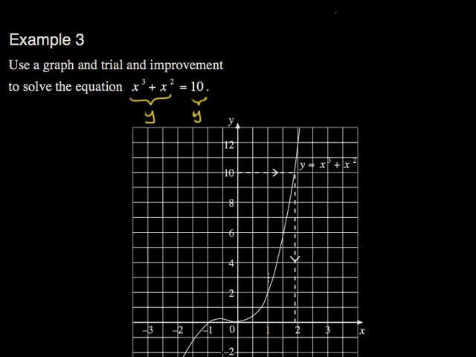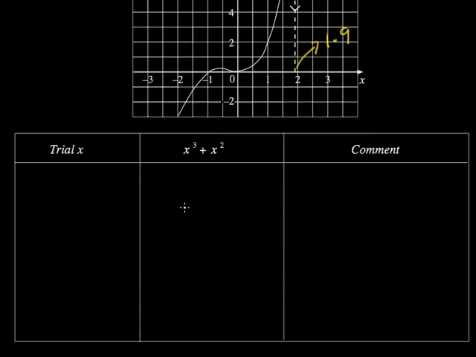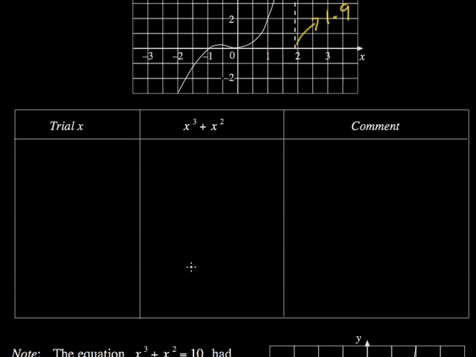This is the curve x cubed plus x squared, and this is the line where y equals 10 that goes through here. And when we look at this using the graph, we'll see that it's going to be between 1.8 and 1.9. And then we'll use the same idea that we did in example 2 with the trial and improvement grid.